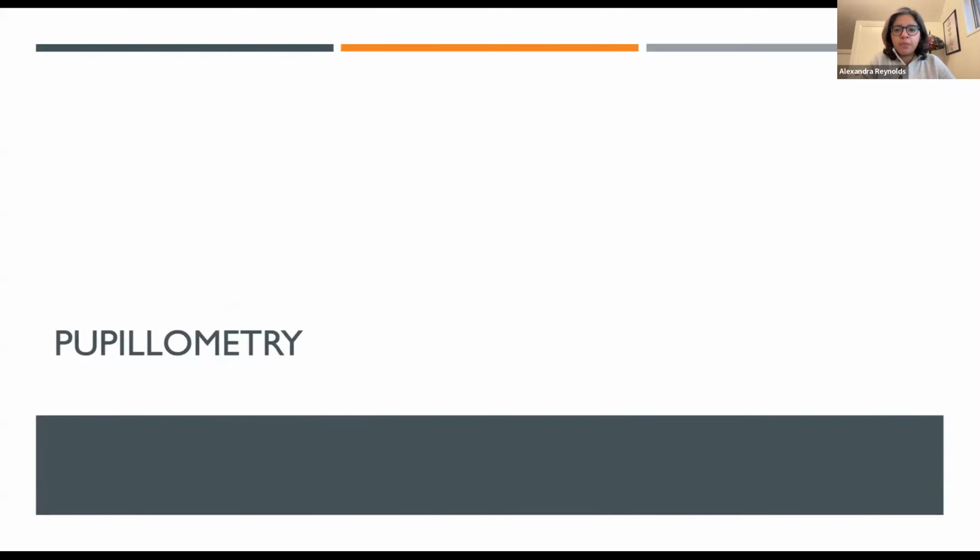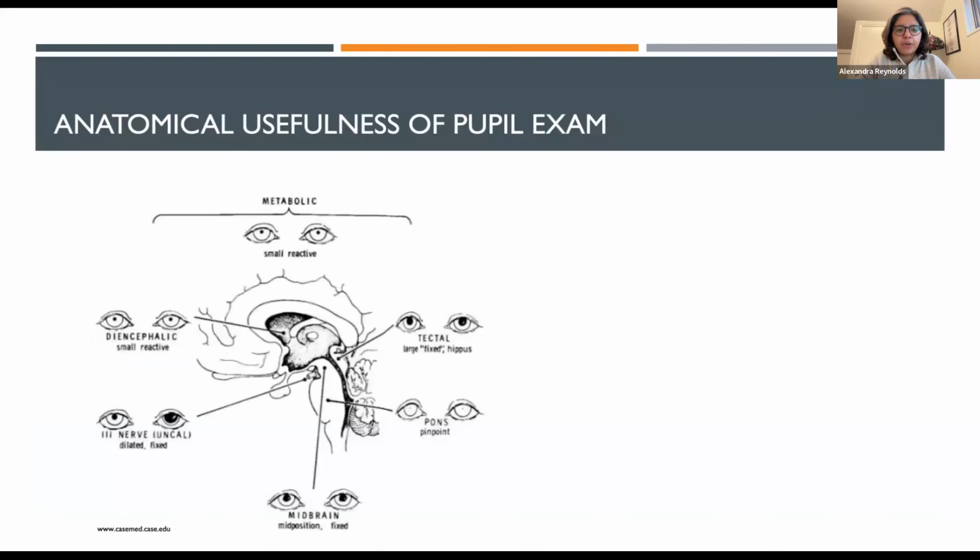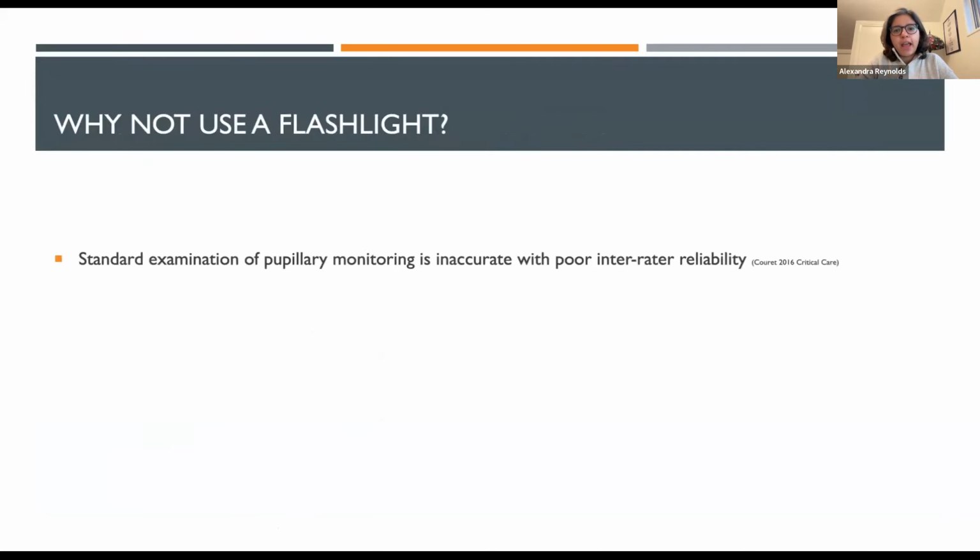So obviously, pupillometry is something that you guys are probably very familiar with. I don't have to tell you about the anatomical usefulness of a pupillary exam. Depending on the location of the injury, it can help us predict what's going on in the brain. And I think a lot of my older mentors would ask, well, why not just use a flashlight? Because a pupillometer is expensive, and I'll show you what it is in a second for those of you who are not familiar with it.